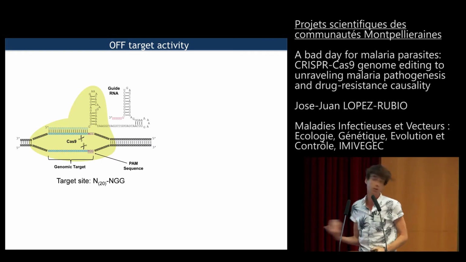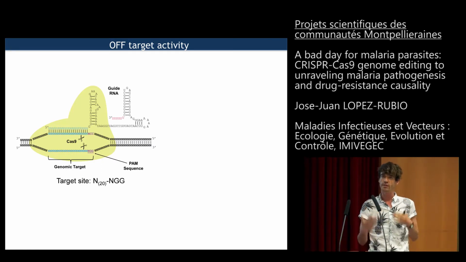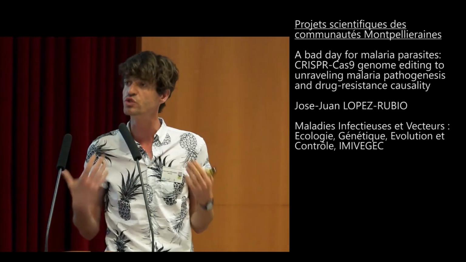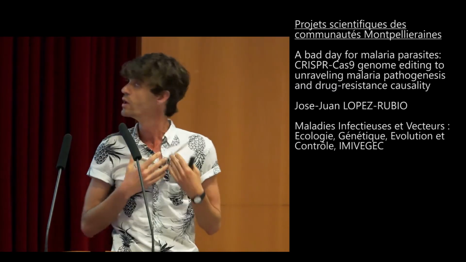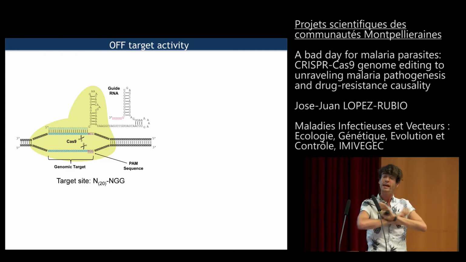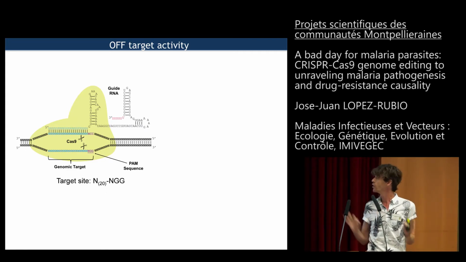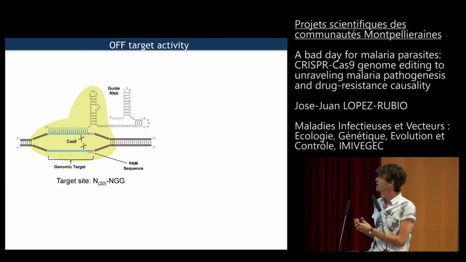We also looked at the off-target activity in Plasmodium falciparum. We have edited several parasites, and then we did whole genome sequencing to check if the Cas-CRISPR was doing other things elsewhere that we don't want. And then we realized that in Plasmodium falciparum, virtually there is no off-target activity. We could not find any other mutation, only the ones that were expected. And this can be explained by the absence of non-homologous end joining, and we can discuss that later.